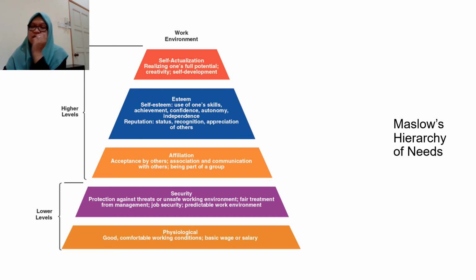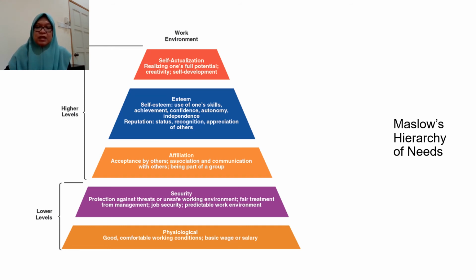Here we have the lowest one, physiological needs, or we can say basic needs. For example, good, comfortable working conditions, basic wage or salary. So basically people are motivated to try to fulfill their physiological needs. For example, to work, to get the money, to get the salary. With that salary, they want to buy food, clothes, shelter for themselves.